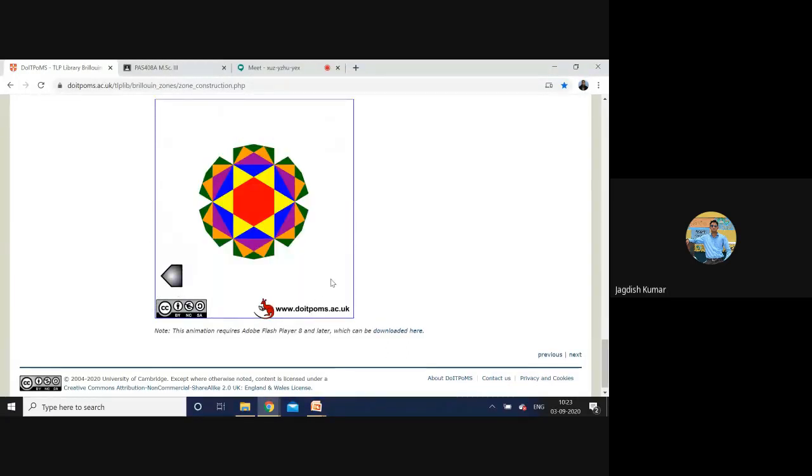Wow, here's that beautiful pattern. Isn't this beautiful? Those who are making rangolis, you may try to copy such an idea of drawing Brillouin zones.